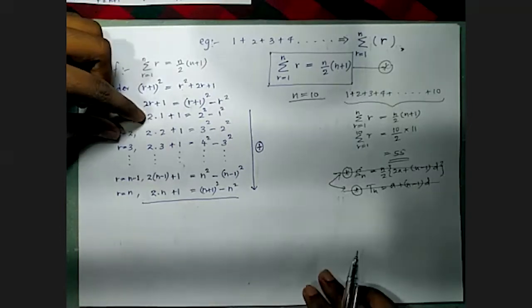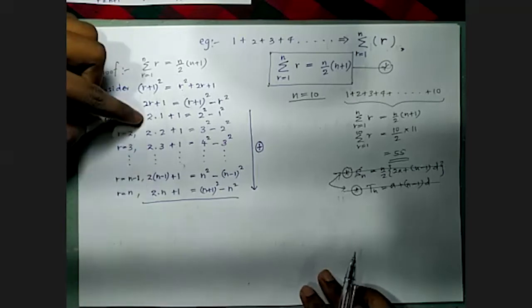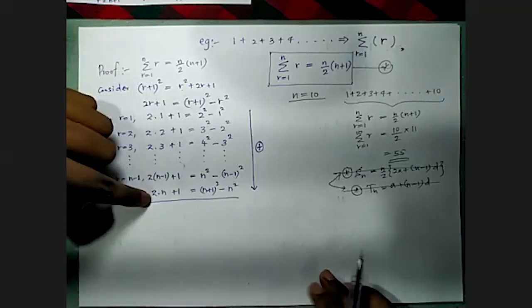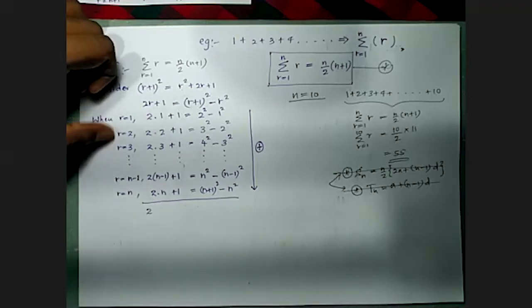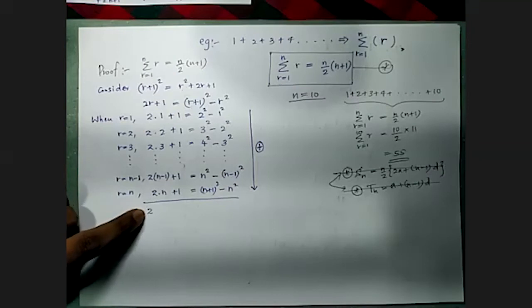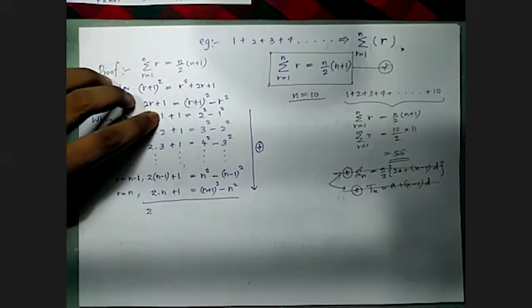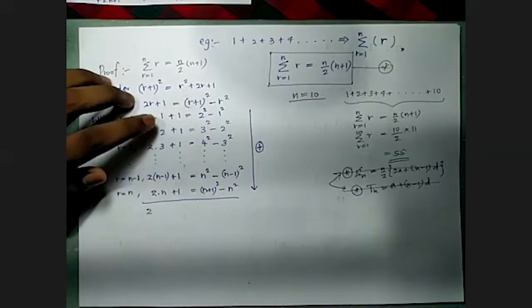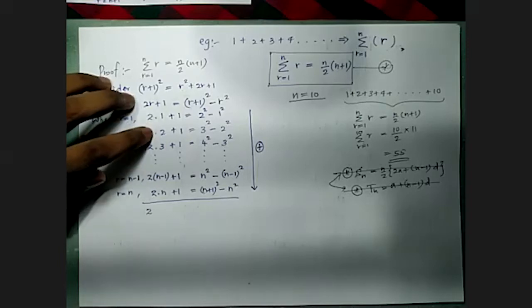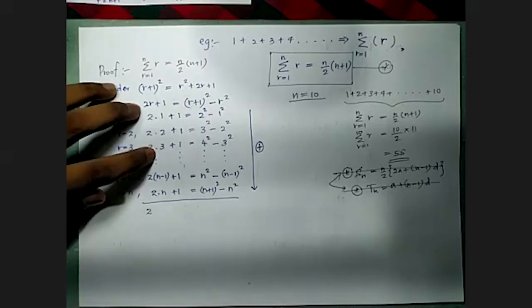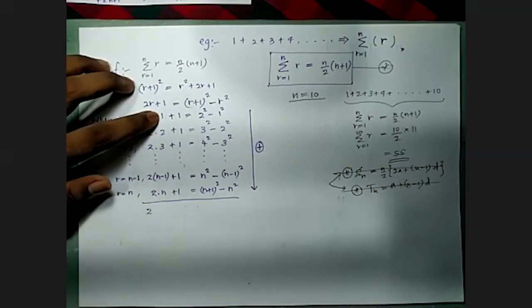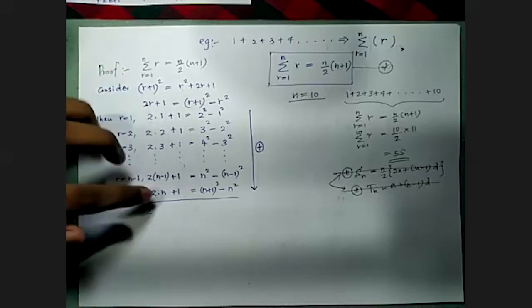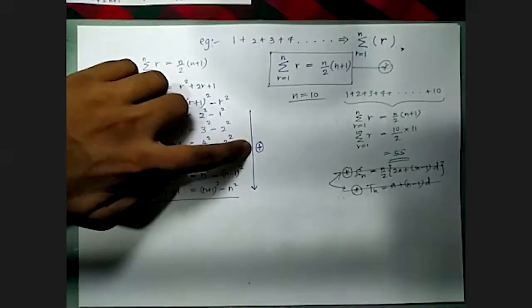Now, in each and every term, here we have 2. So 2 is common. It is a common factor for all the terms. So I have written 2 as a common factor. Then what are the terms we have here after the dot? 1, 2, 3, 4, like that up to n. That is from 1 to n. I have to take the sum.